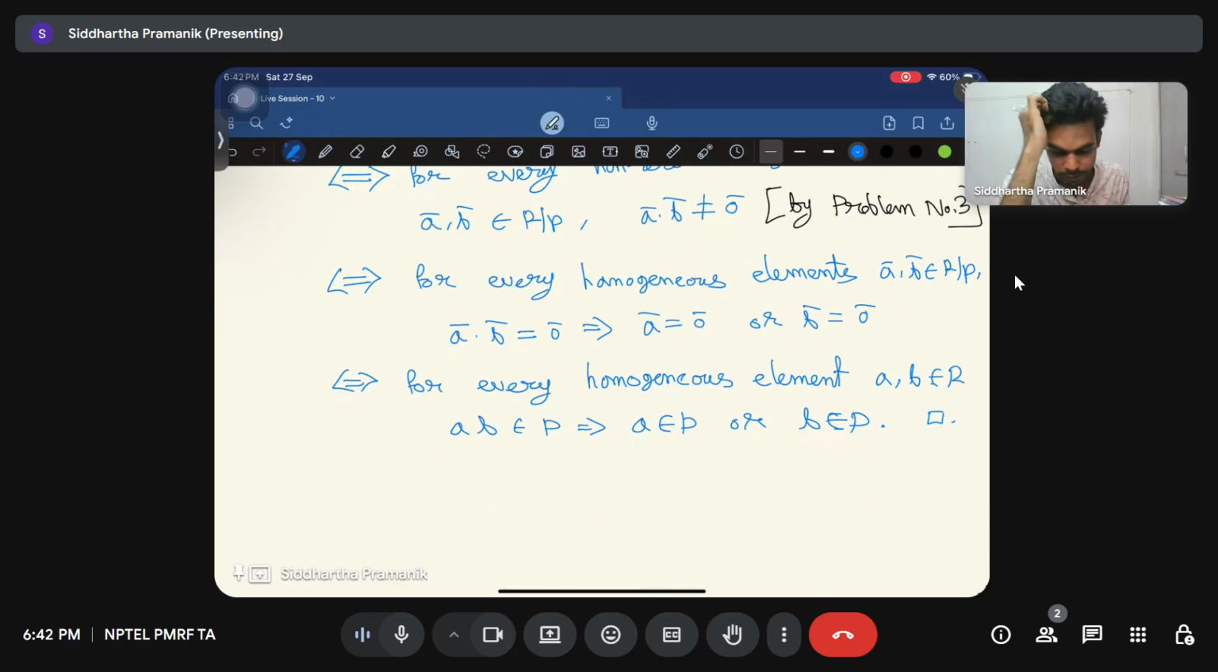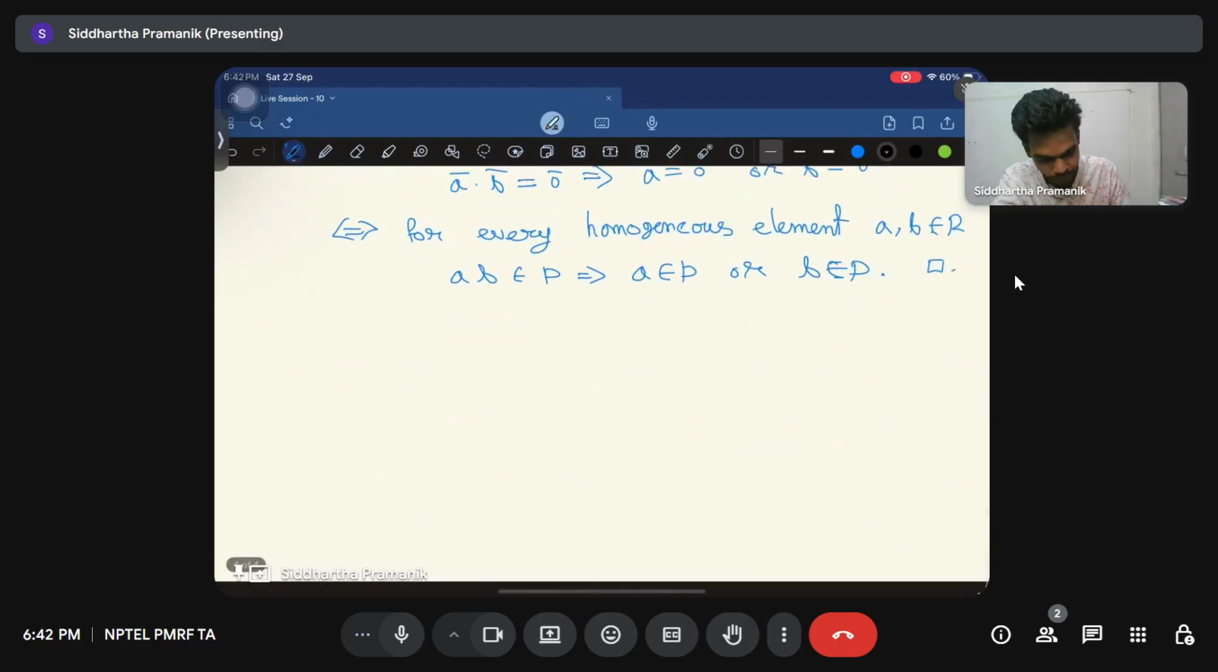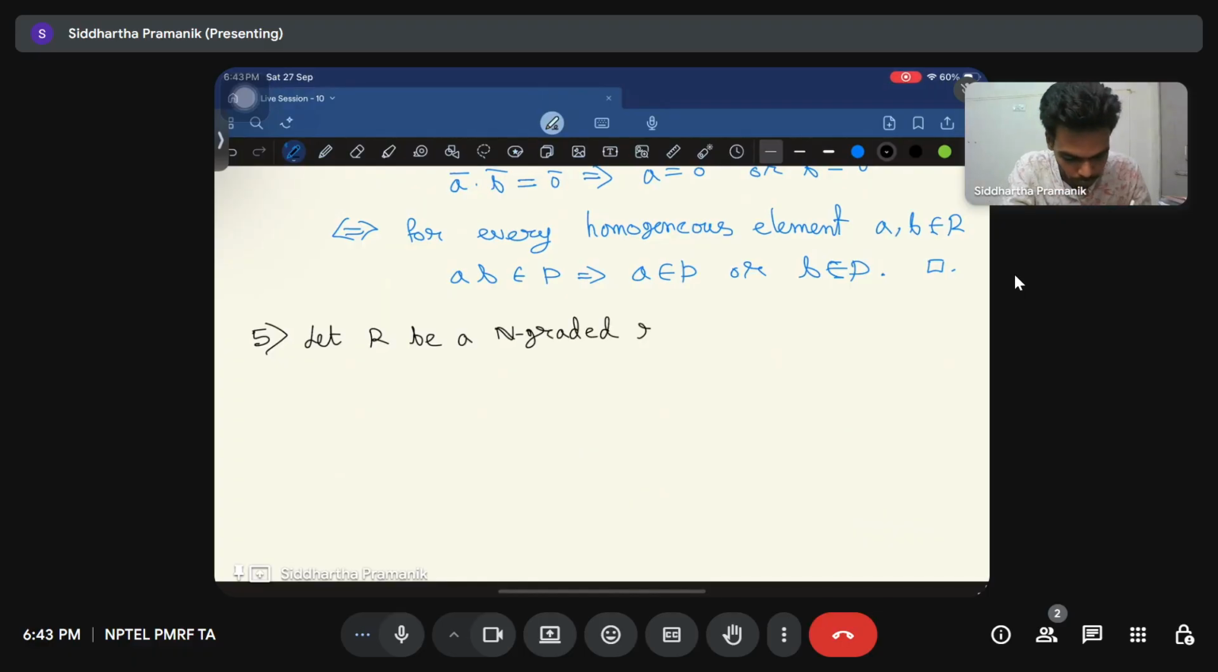Okay, so let's move on to the next problem. It is problem number 5. Let R be an N-graded ring with the zeroth component a field, R_0 equals k, a field.